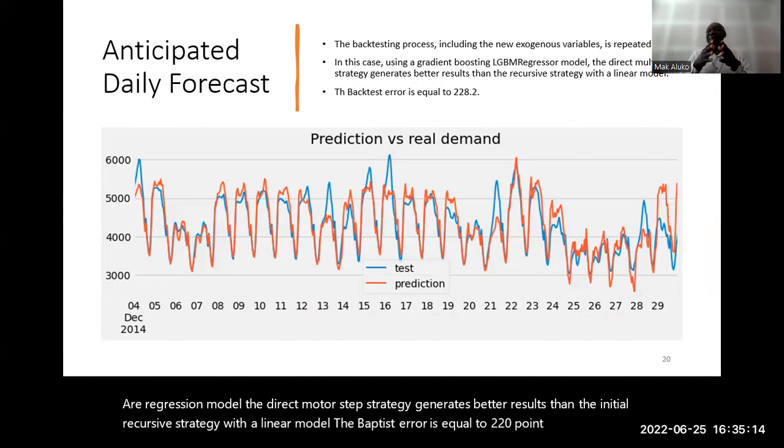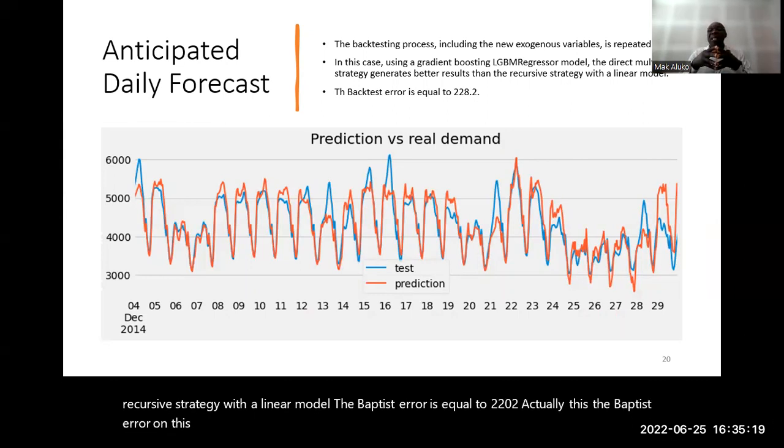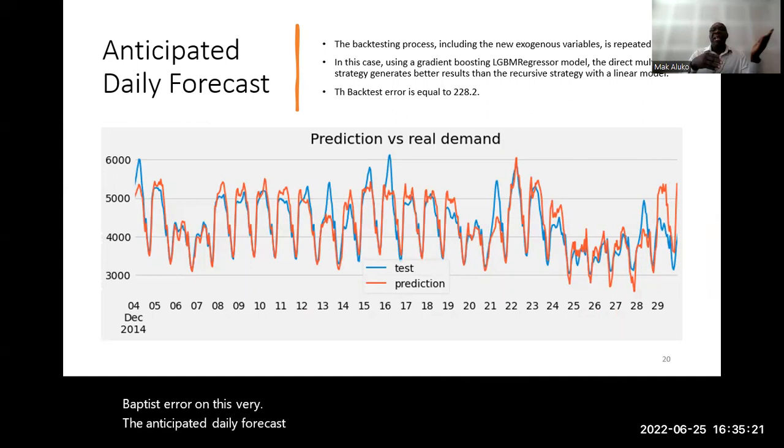Actually, the backtest error on the anticipated daily forecast was better than when we tried the recursive model.